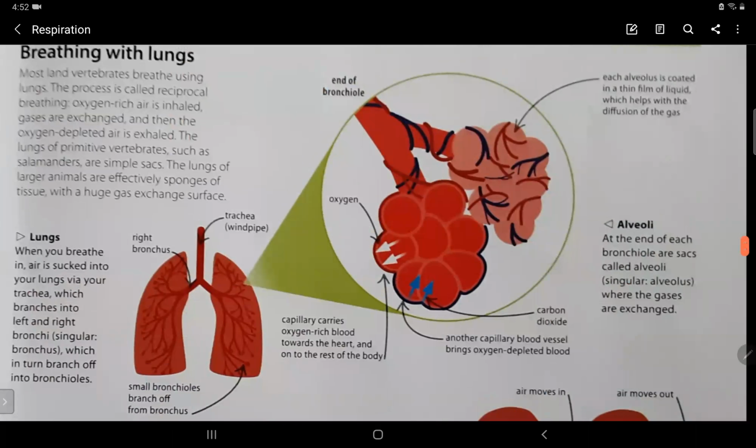So this is our lungs with the bronchi and the bronchioles. If you know what bronchitis is, it is a disease caused in the bronchioles. Now this is a diagram of the end of the bronchiole.